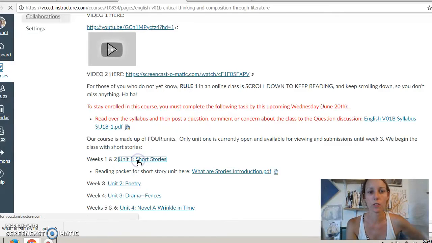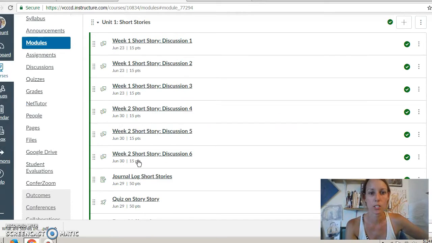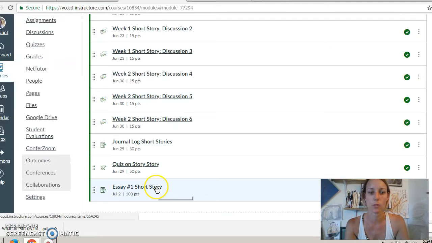So you're clicking on Unit 1. This is the unit for weeks 1 and 2 of the course. It's filled with lots of information, lots of work to do, lots of discussion. There are 6 discussions, a journal log entry for the short stories, whose descriptions are on it when you click on it, and then quizzes for the short story section, and lastly the actual essay assignment.